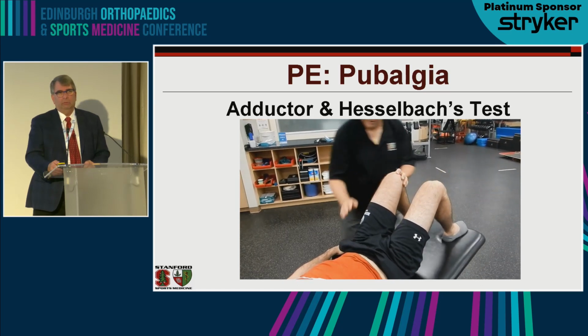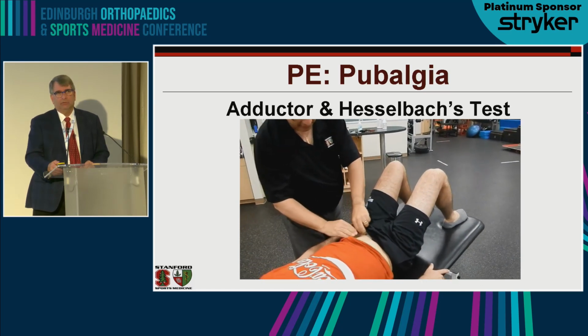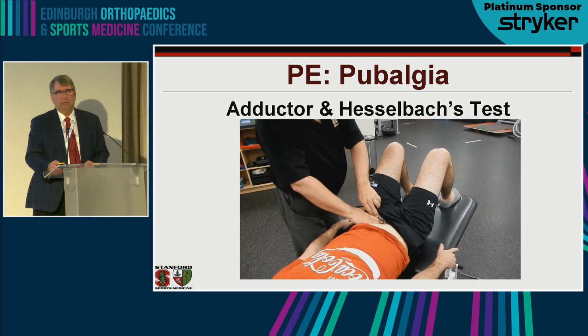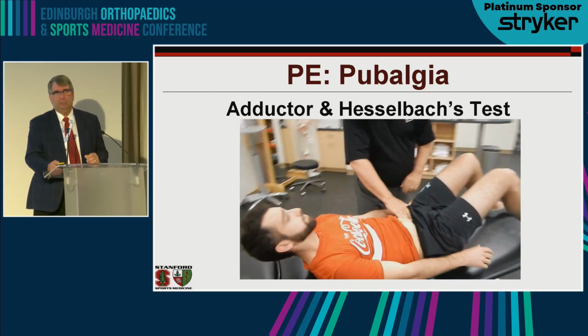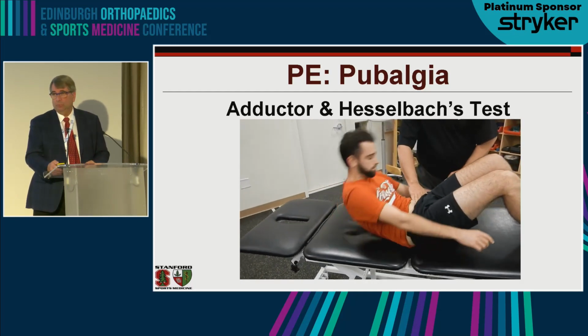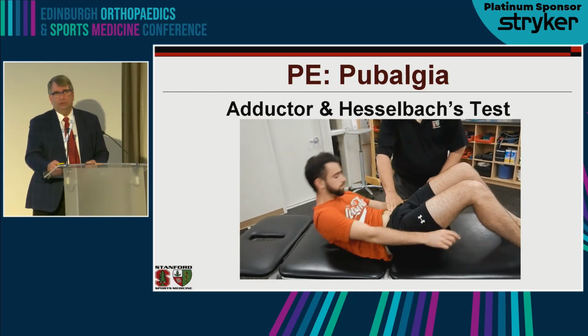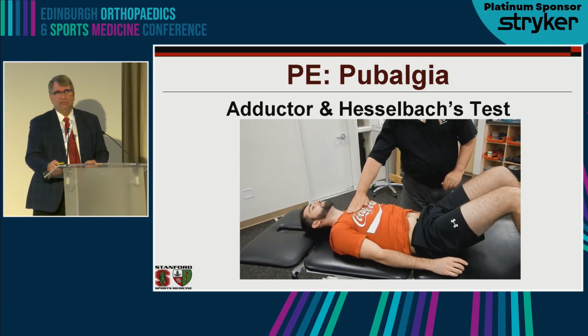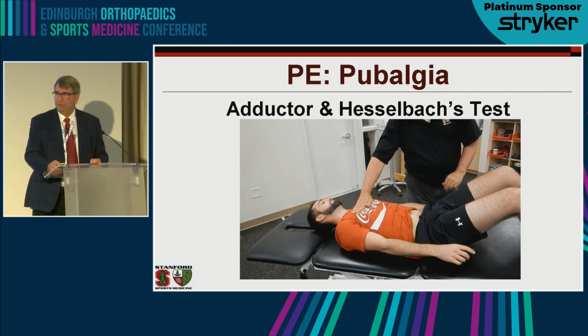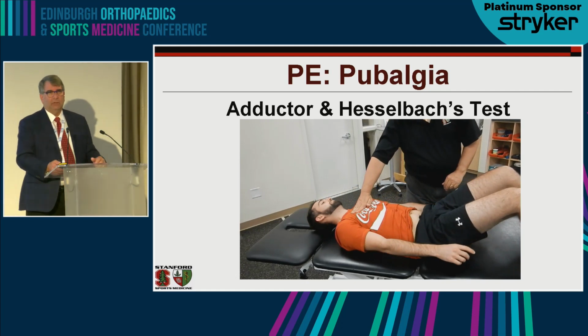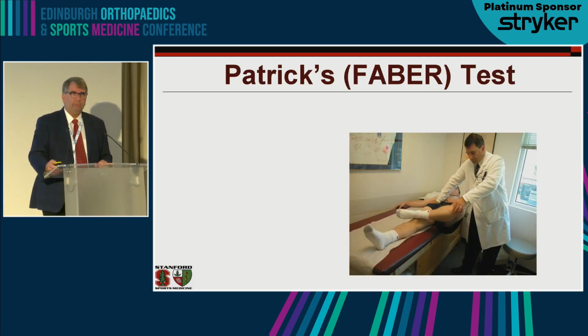And then we'll do what's called the Hesselbach's test, looking for the so-called sports hernia, core muscle injury, palpating the lateral edge of the rectus as it inserts into the pubis, and have the patient do a sit-up. That should reproduce pain. You check both sides. The other is doing a so-called resisted sit-up test, as you see here. The patient's going to do a sit-up, and we're going to try to hold them back and see if that exacerbates some of their pain down in the lower groin as well.